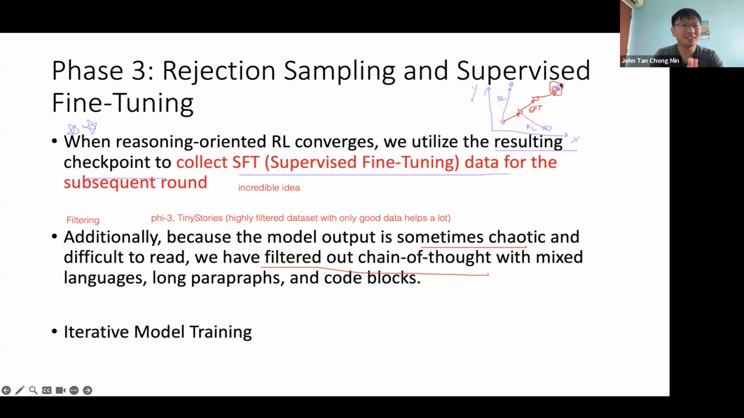So this phase is important. Actually, it's really important. If there's a second slide for today, this was the second slide. This is really important because if we just use RL natively, I don't think they would reach the performance that they reach.